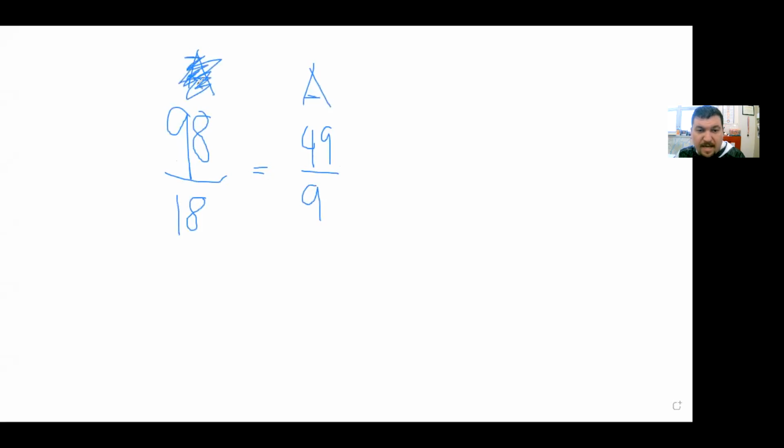Okay. Now, what's the side length ratio? Well, since the area ratio is the same as the square of the side length ratio, that just means I have to work backwards here and square root both these numbers. And so the side length ratio would be 7 over 3. So I just have to work backwards. So if you see problems like that, work backwards.